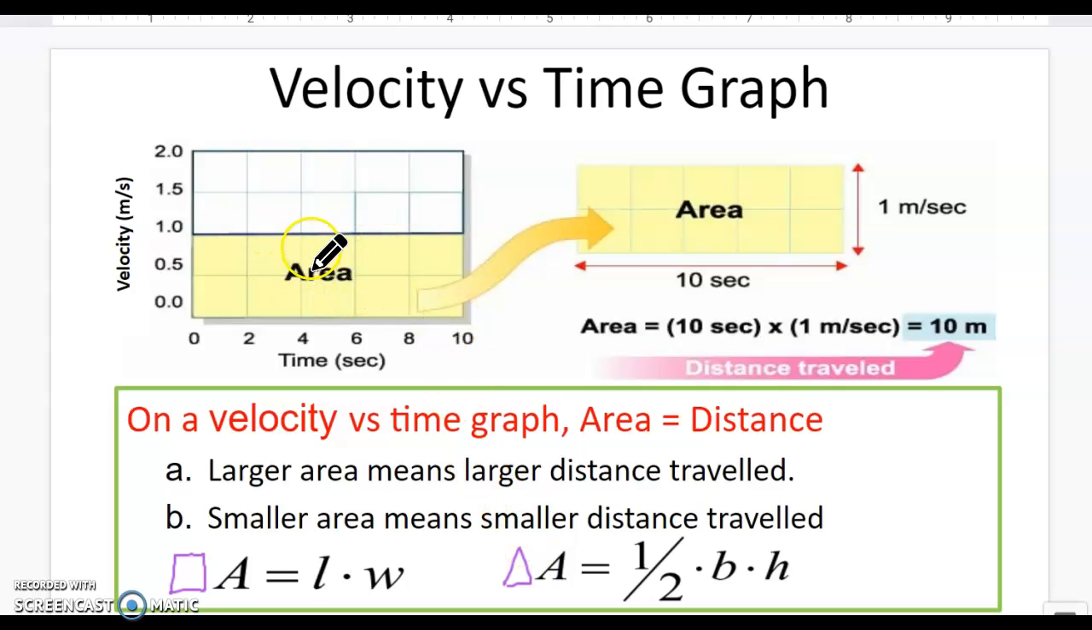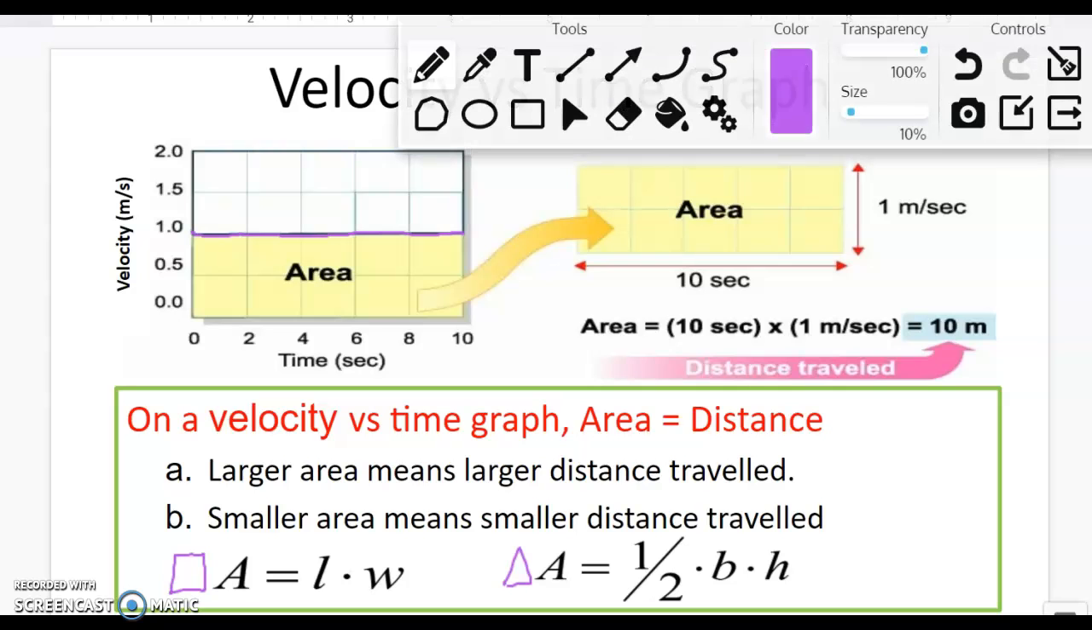So if we wanted to find the area for this section, it has to be underneath the graph. So like the graph part would be right here. And we would take the length, it stretches across 10 seconds, times the width, and it goes up to 1 meter per second, and we multiply them together. We get 10 meters. We could do that on other graphs too, and I'll show you how that's done.